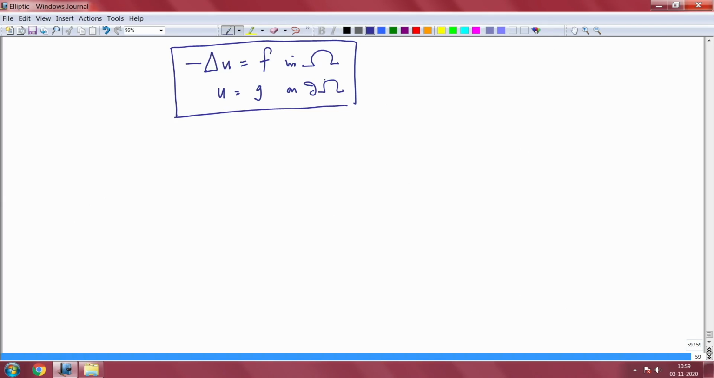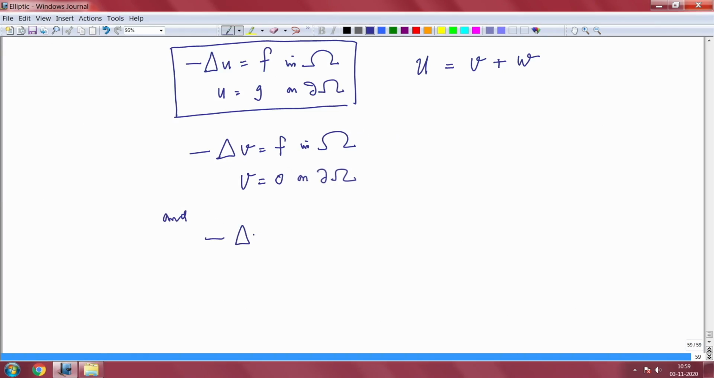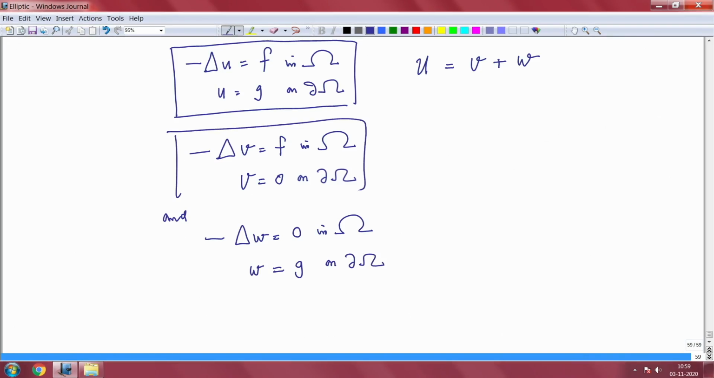So, this solution you can write as u equal to v plus w, and then what is v? Minus Laplacian of v is equal to f, separating your internal source term and the external one. By linearity you can do it, and minus Laplacian of w equal to 0 in omega and w equal to g on d omega. This is done with linearity. So, we will do this one.